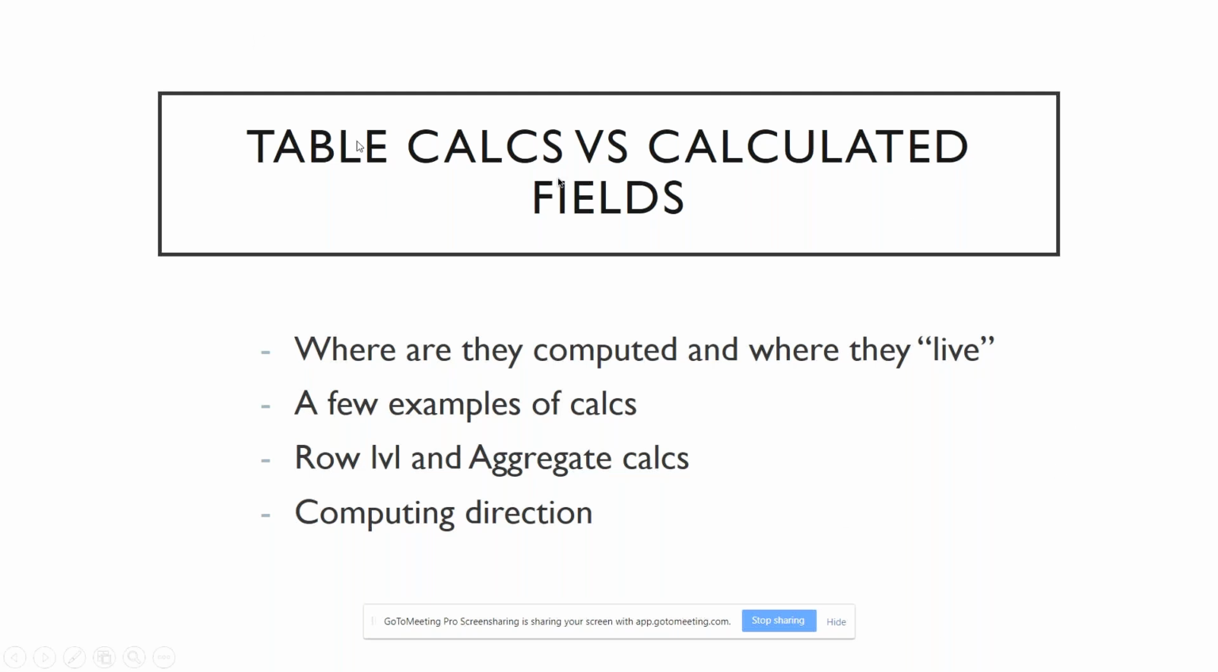So we will look at table calculations and calculated fields, give a few examples of both, talk about how and where they're computed, and talk about row level and aggregate calculations. And we'll close up with the computing direction.